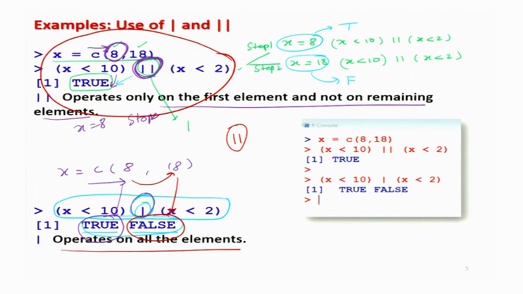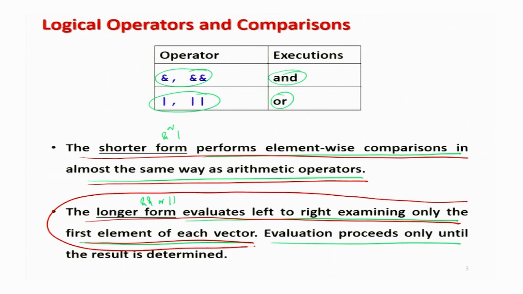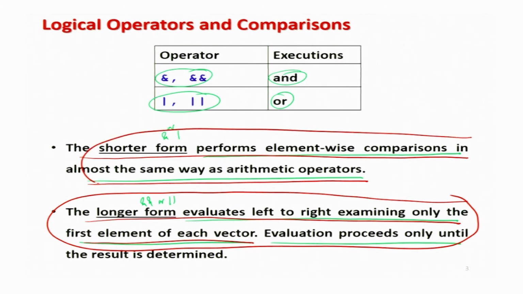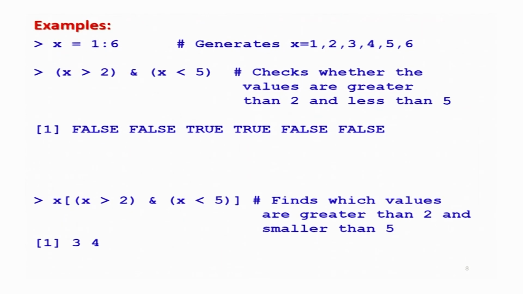And once again, if you look at this statement which I showed you, this is the same thing. I am writing down here that the longer form evaluates left to right, examining only the first element of each vector, right. And the shorter form performs the element-wise comparison in almost the same way as the arithmetic operators. So now I hope I have made this aspect clear, and I have shown you how you can use this.